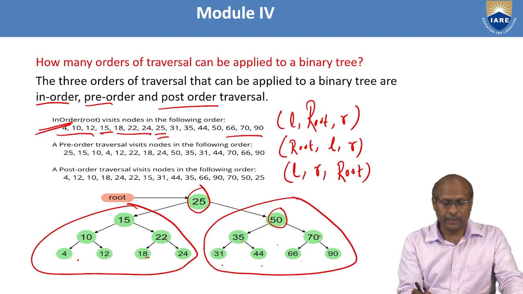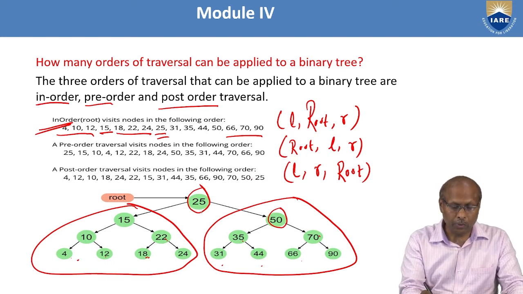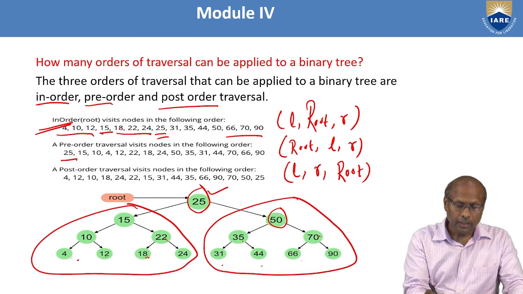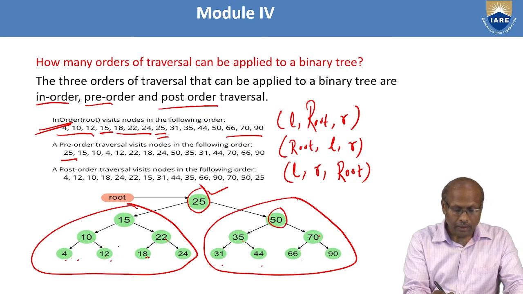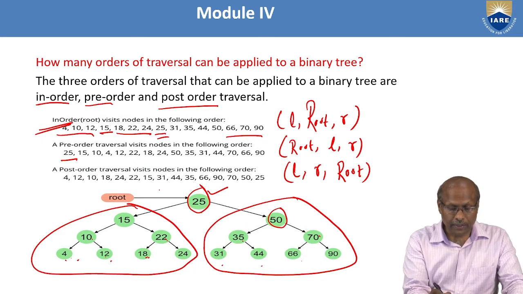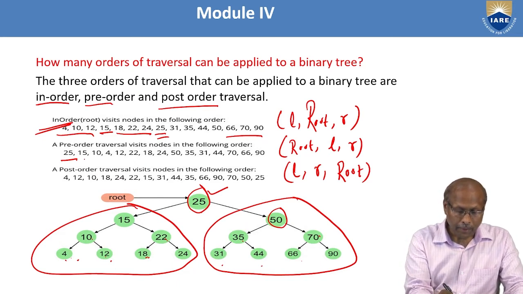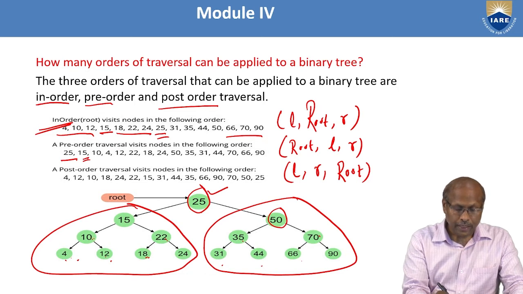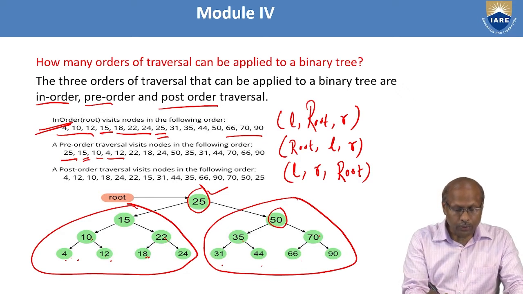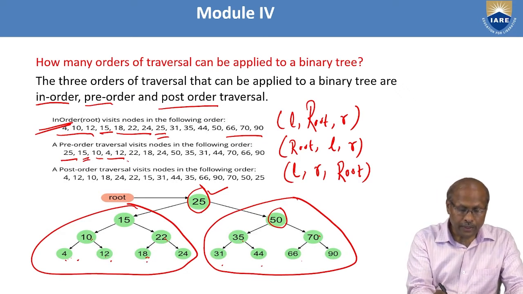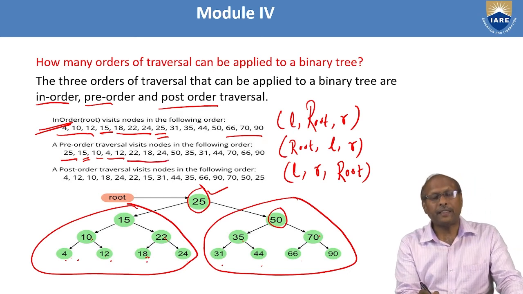Similarly, pre-order traversal for this. The pre-order says first root. So root means first 25. Then come to the left subtree. So in the left subtree, my 15 is the root, and then 10, 4, 12. Then here 22, 18, and 24. So this is the left subtree's pre-order traversal.